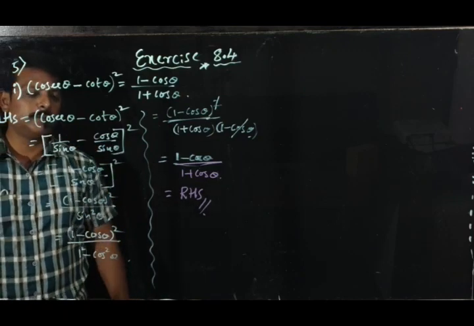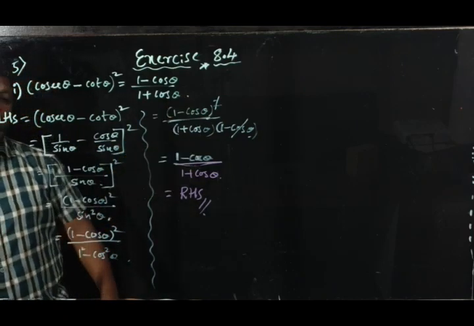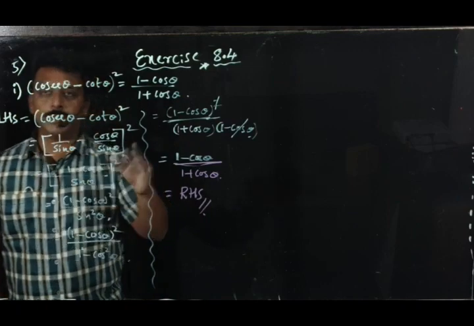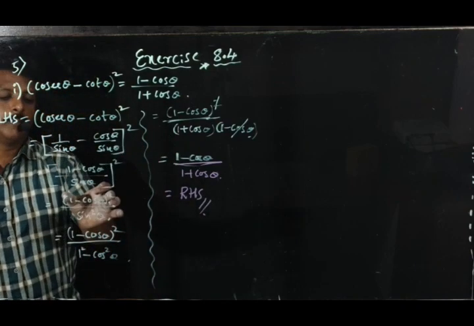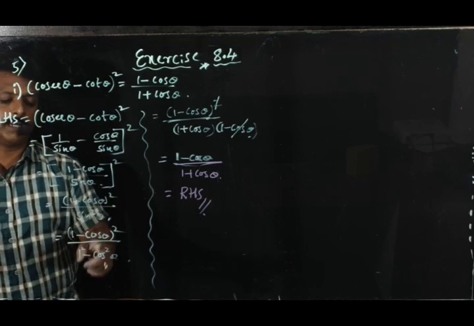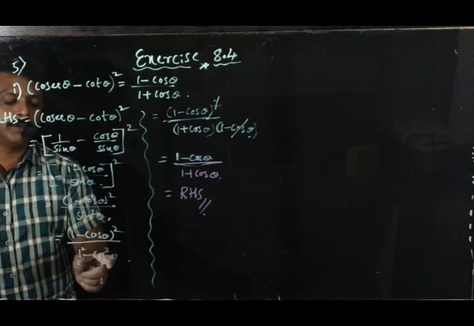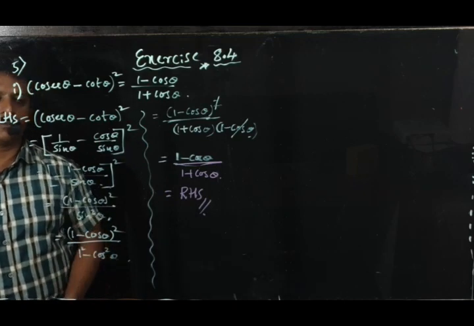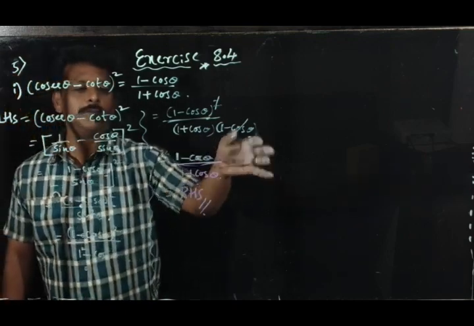In the numerator we got 1 minus cos theta. So in the bracket square, I converted numerator square and denominator square separately: (1 minus cos theta) whole square over sine square theta. Sine square theta can be written as 1 minus cos square theta, which is in the form of a square minus b square. So I wrote (a plus b)(a minus b).